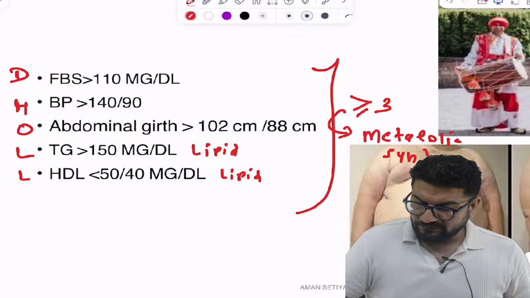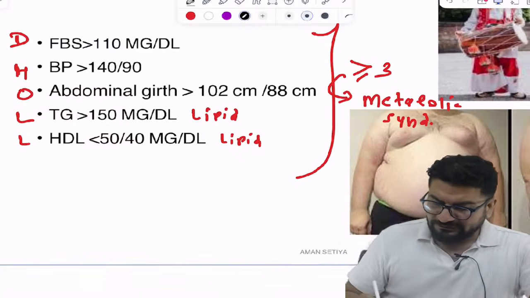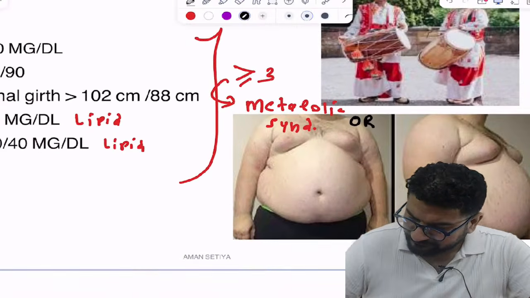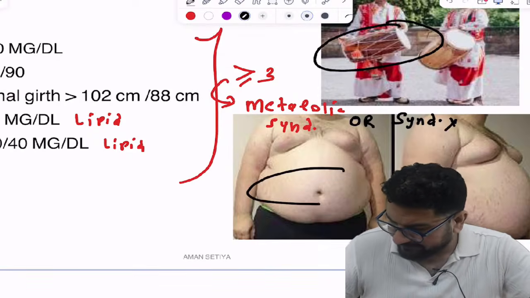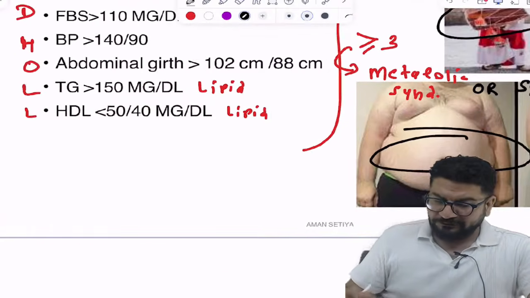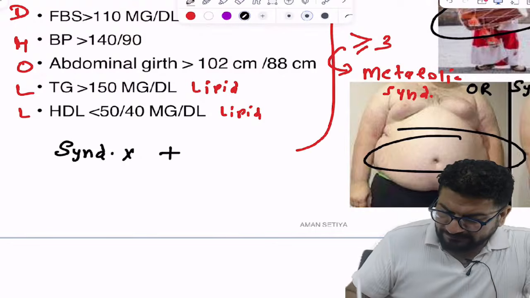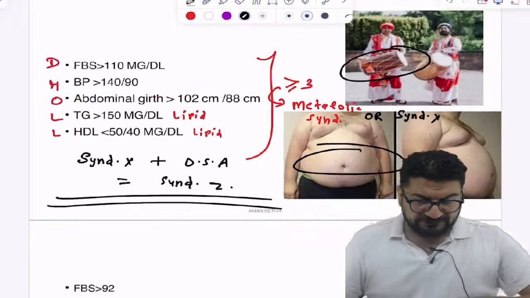So remember this. Metabolic syndrome means when you see 3 or more of these. This metabolic syndrome is also called syndrome X. We call this syndrome X. This is metabolic syndrome. When you see syndrome X plus OSA, obstructive sleep apnea, it is called syndrome Z. We call this syndrome Z. So this is about metabolic syndrome.